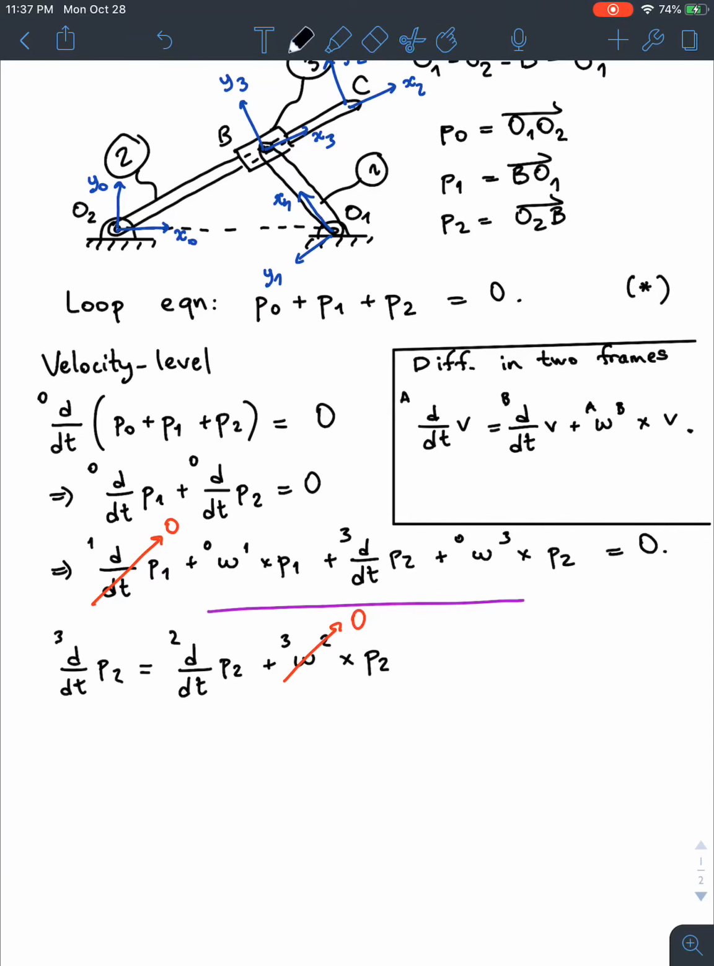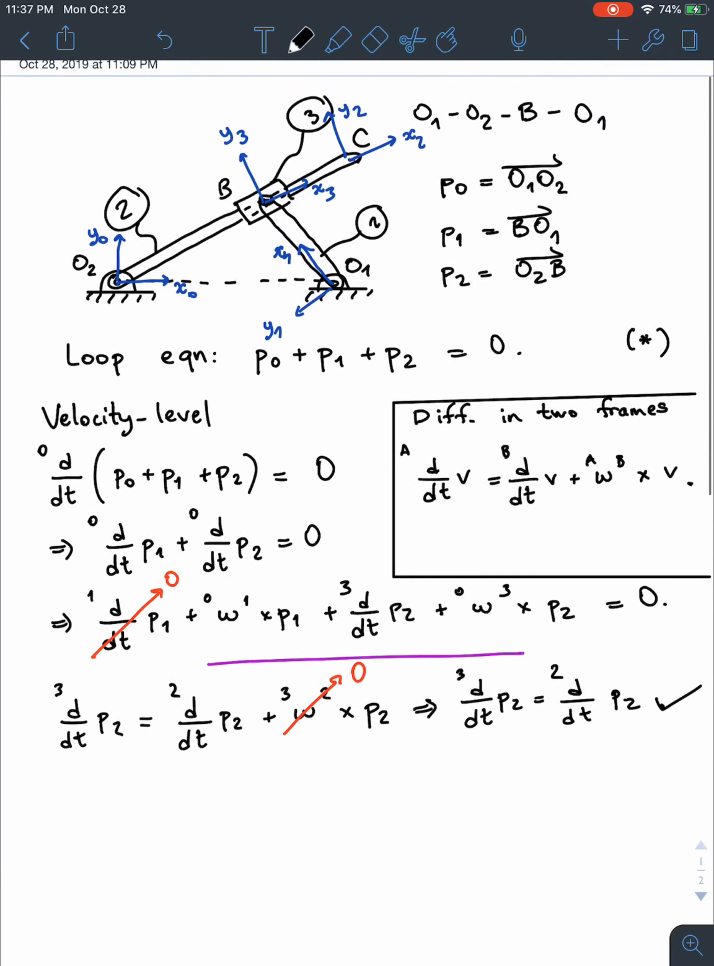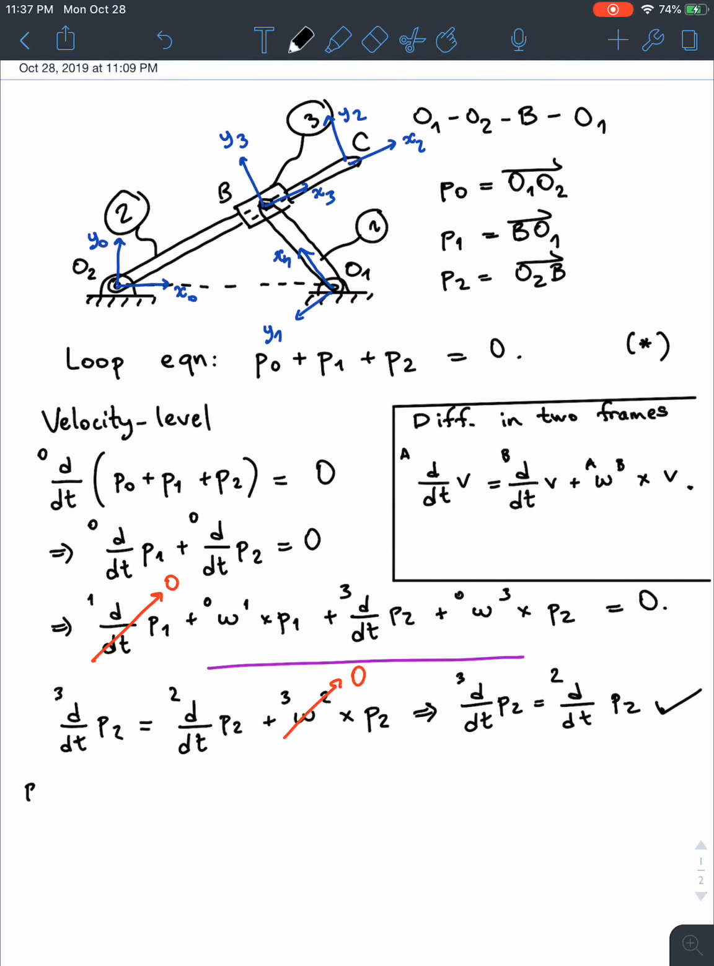But if that term is 0, then what we have is d/dt in 3 of P2 is equal to d/dt in 2 of P2. Okay? So that's the first thing. Now, what I started to do in class was I put a point B2. I start with points. So what we said was consider points B2 and B3, coincident with the point B.